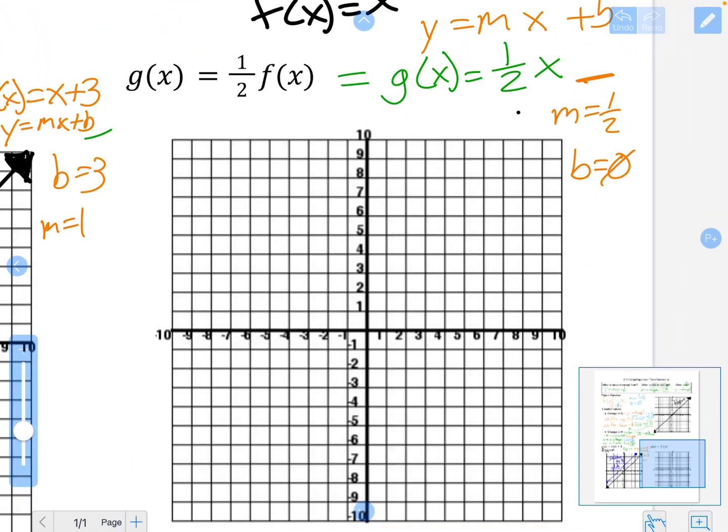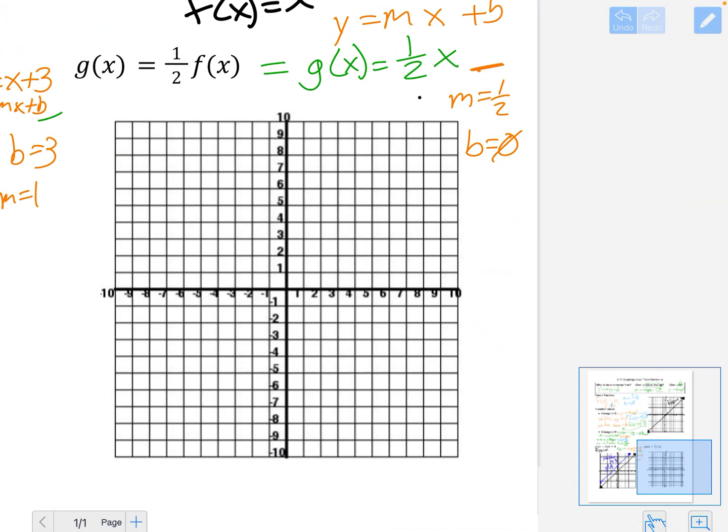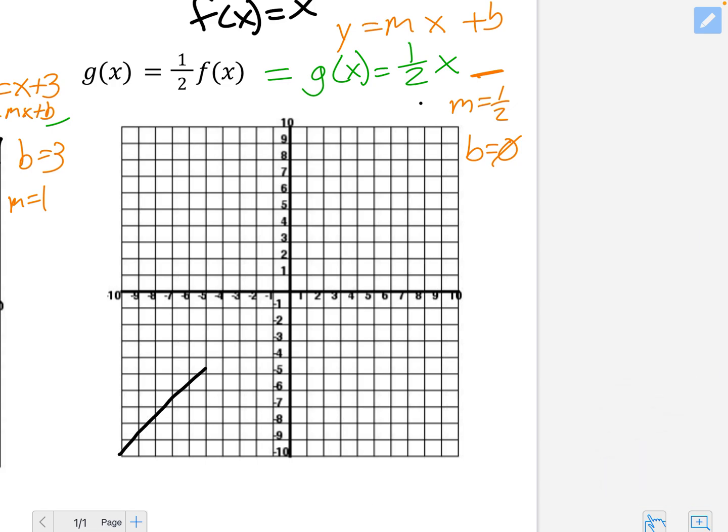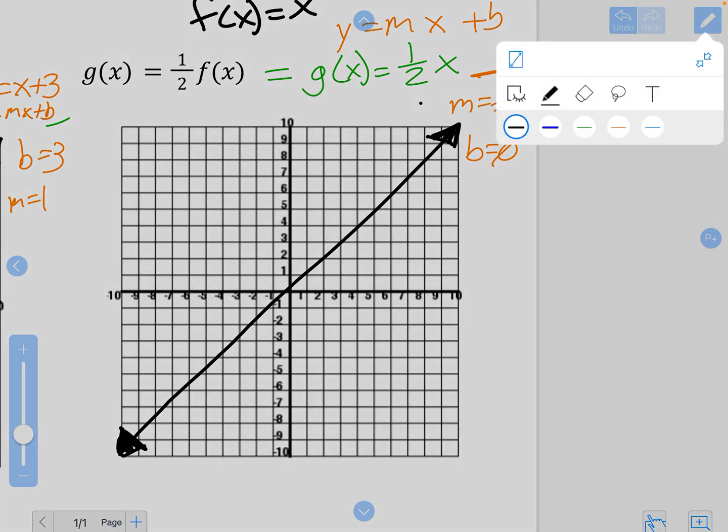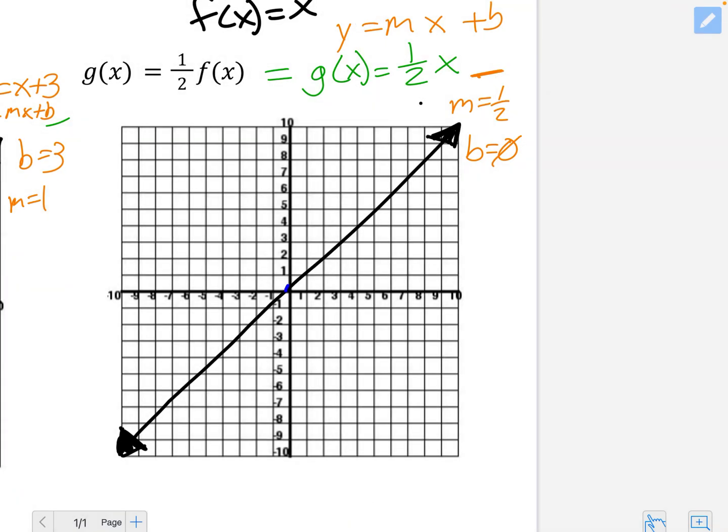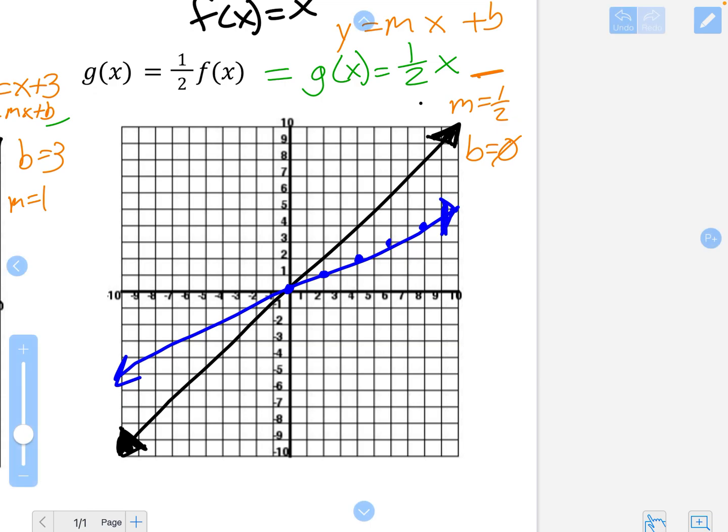So I'm going to graph my parent function first, because we always compare our transformations to our parent function. So there's my parent function right there. And now I need to type my g of x function. So they still have the same y-intercept, except this time I'm going to go up 1 to the right 2, up 1 to the right 2. So when I graph this line, what I notice is that it is much less steep.